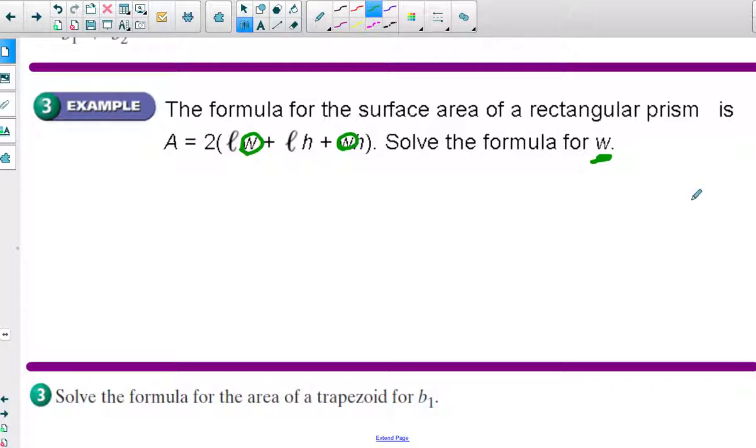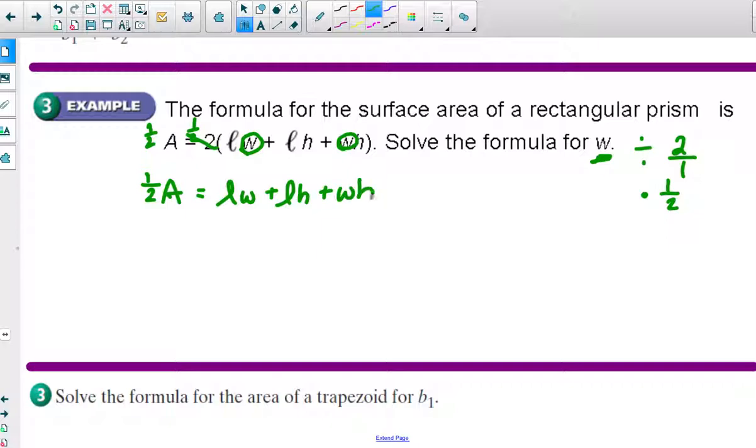And if I write it over here so that you can see it, if I have divide by 2, that's the same as divide by 2 over 1, right? Well, I know when I divide a fraction, I actually multiply it by the reciprocal. So I'm going to multiply both sides by 1/2, right? And so those 2's are going to cancel, and we have 1/2 A equals LW plus LH plus WH.